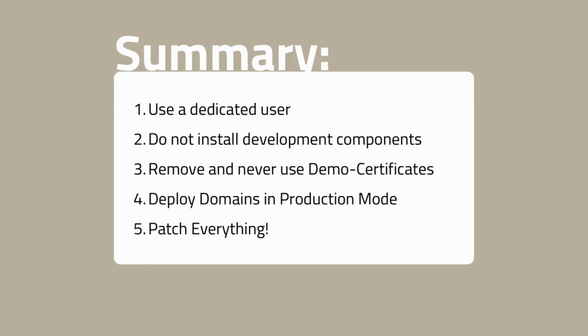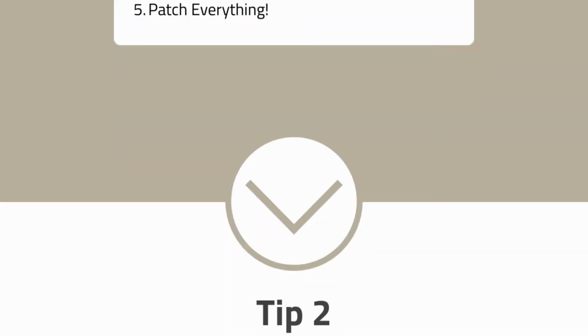Number four, deploy domains in production mode. Production mode locks down your WebLogic domain and enforces stricter access controls on that domain. And lastly, patch everything. Bugs are always found. Security holes are always found. I hate to say it, but that's the reality. So always patch, and come up with a plan.